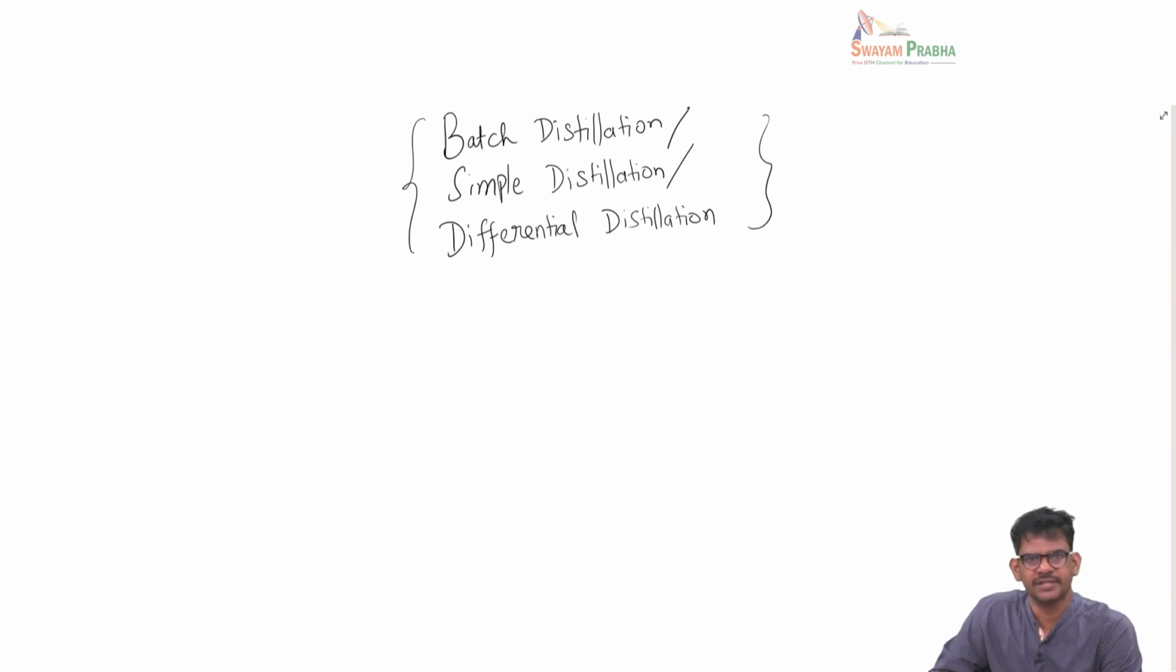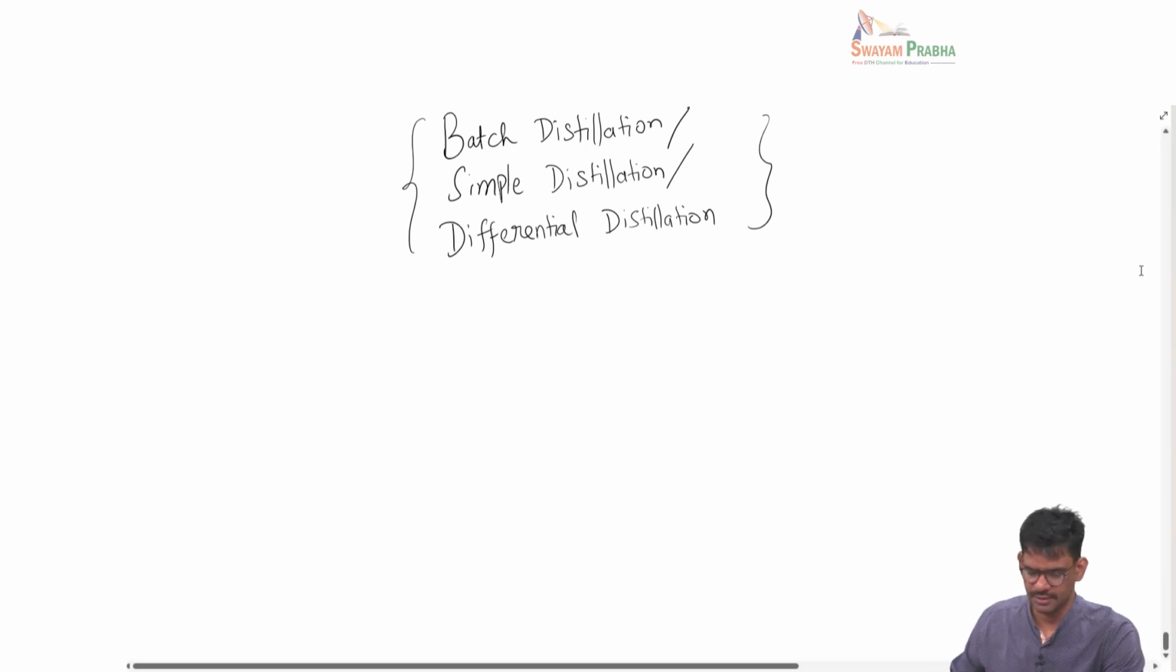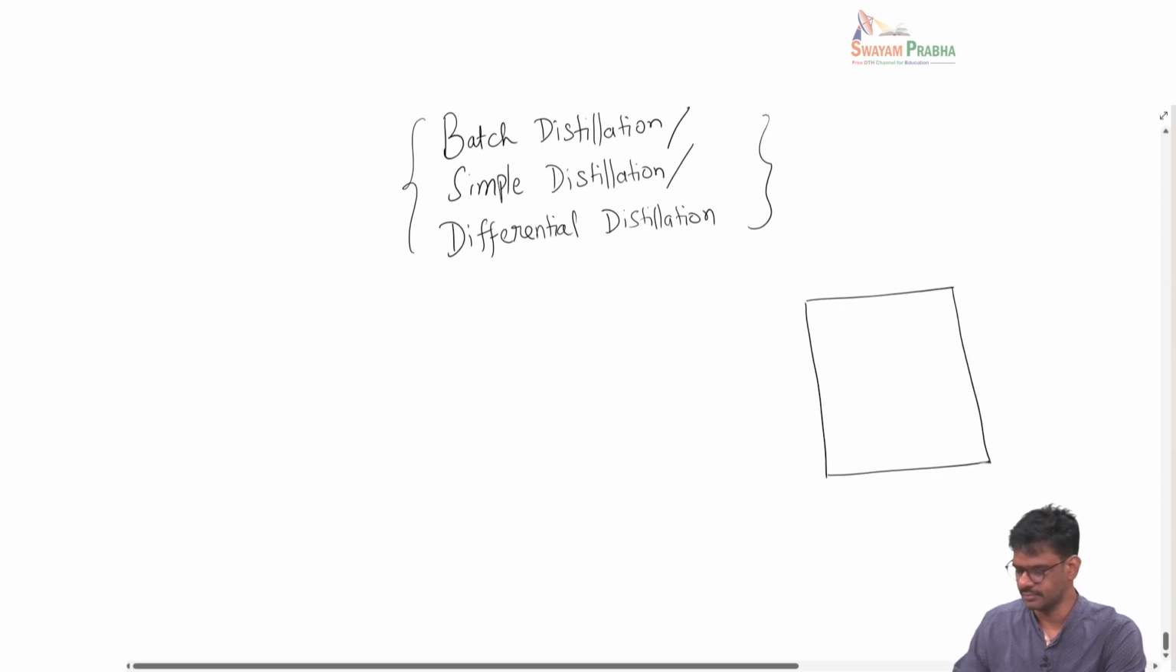Before we look at what batch distillation means, let's recollect what flash distillation was all about. In flash distillation, if we have to show it from a PXY diagram, so this is a PXY diagram. This corresponds to vapor pressure A, this corresponds to vapor pressure B, this is the bubble point curve, and this is the dew curve.